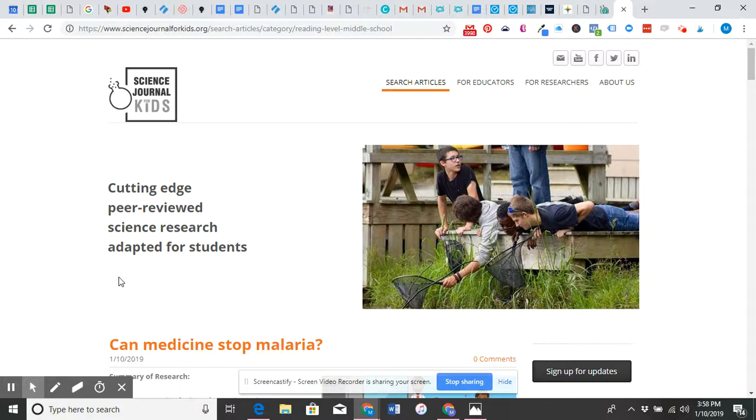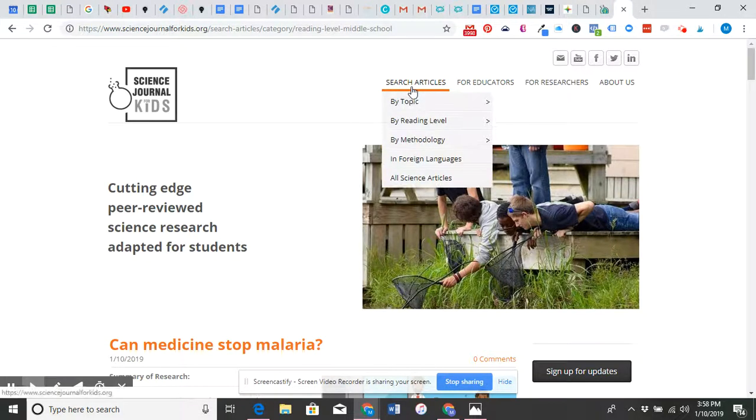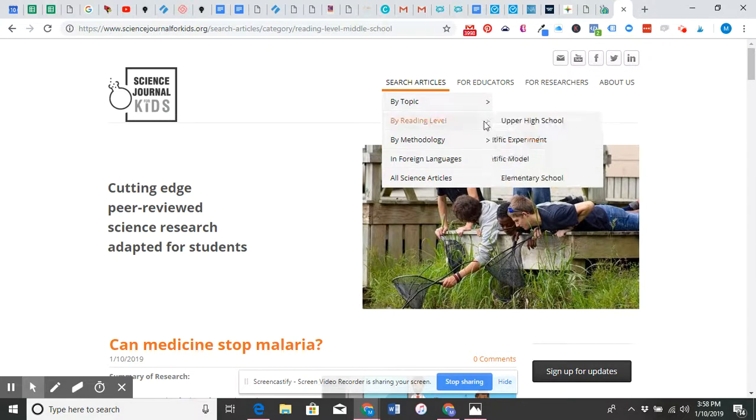Now, of course, if you give students a science journal that's for adults, it's very hard to read if they don't understand the jargon. It's hard to read as an adult if you're not in that field and you don't know all the jargon. So again, this is actual science research that scientists basically rewrote for different audiences. So you can have upper high school, lower high school, middle school, elementary school.